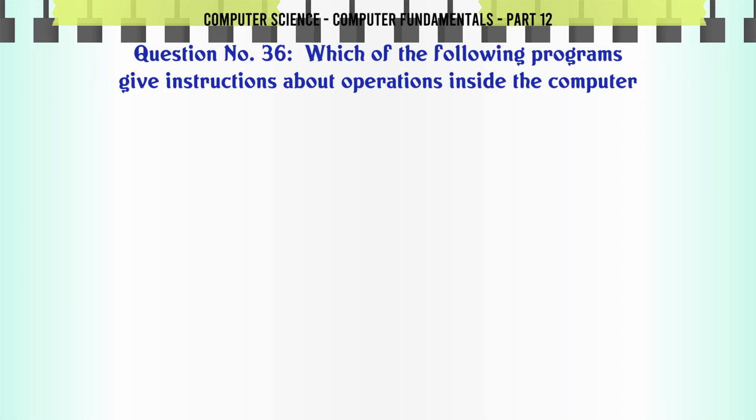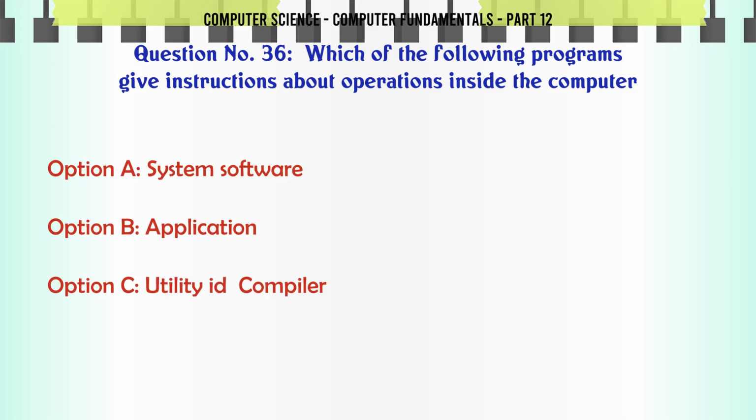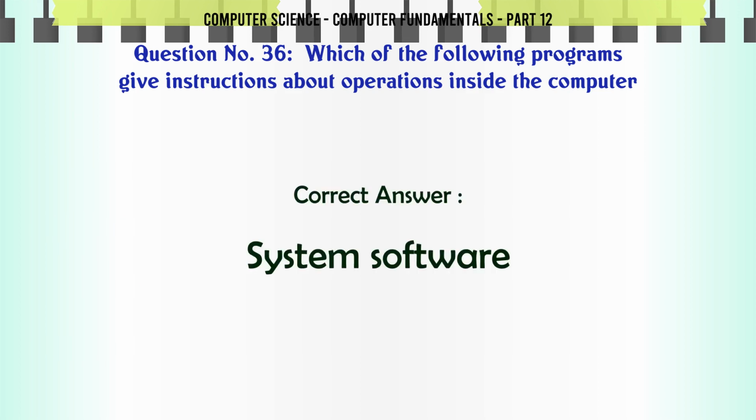Which of the following programs give instructions about operations inside the computer? A. System software, B. Application, C. Utility ID compiler, D. None of the above. The correct answer is system software.